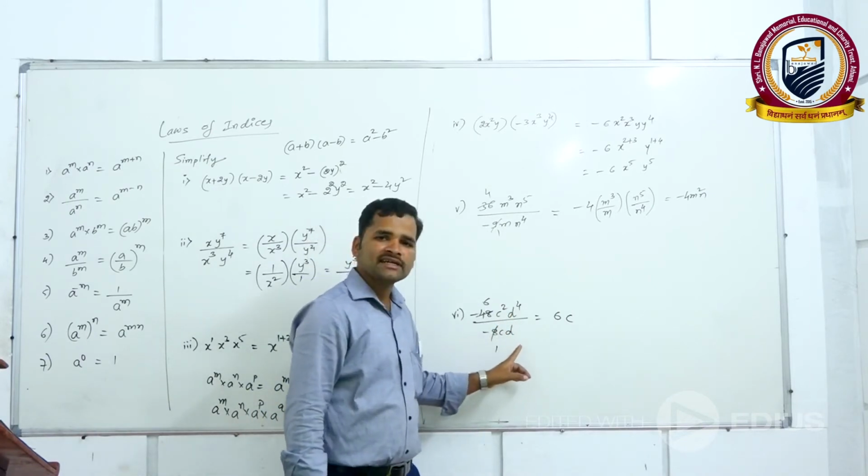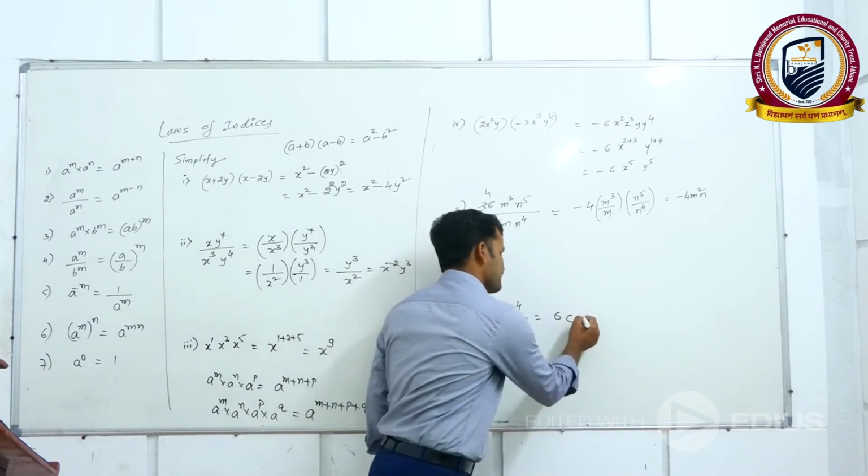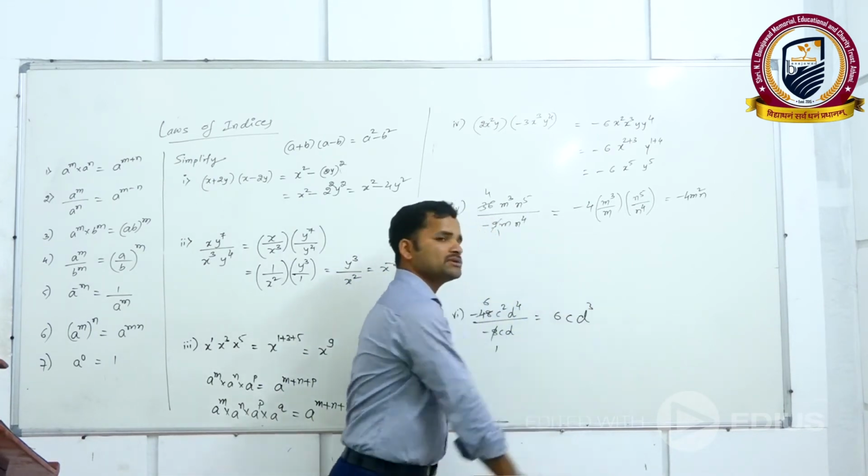And what about the D? D 4 times, D only 1 time, 1 D gets cancelled. This is nothing but D raised to 3.